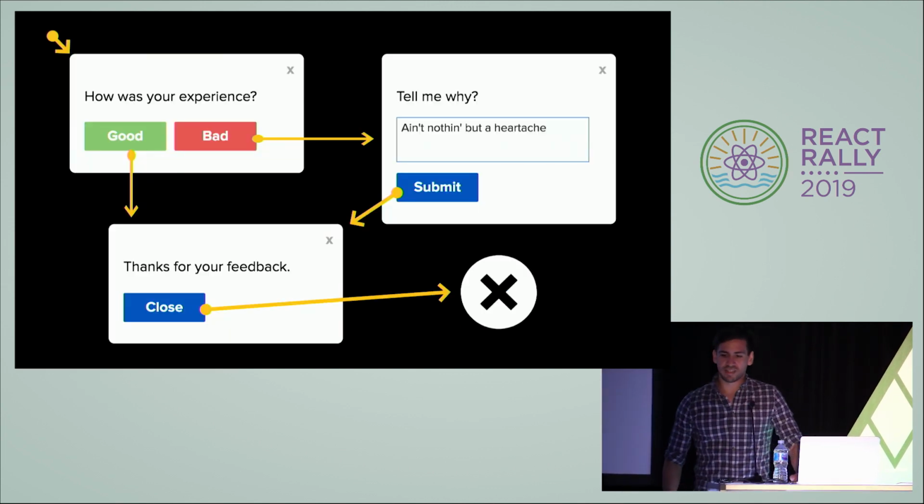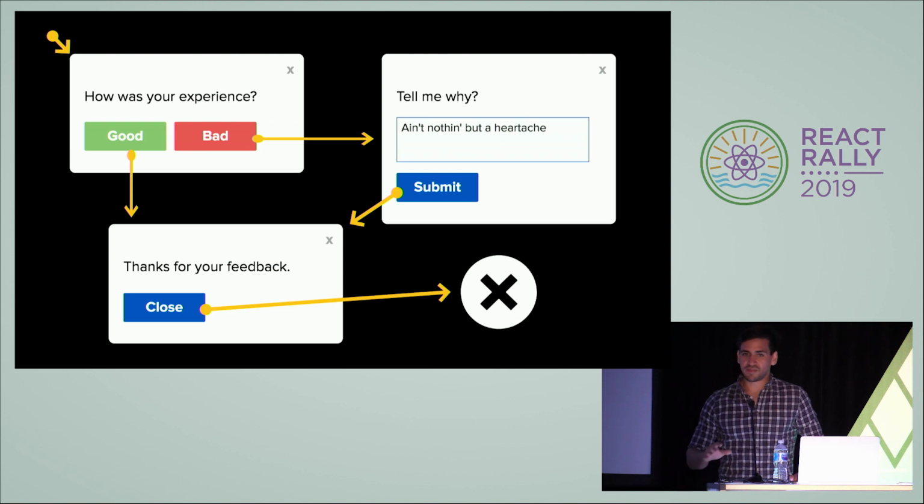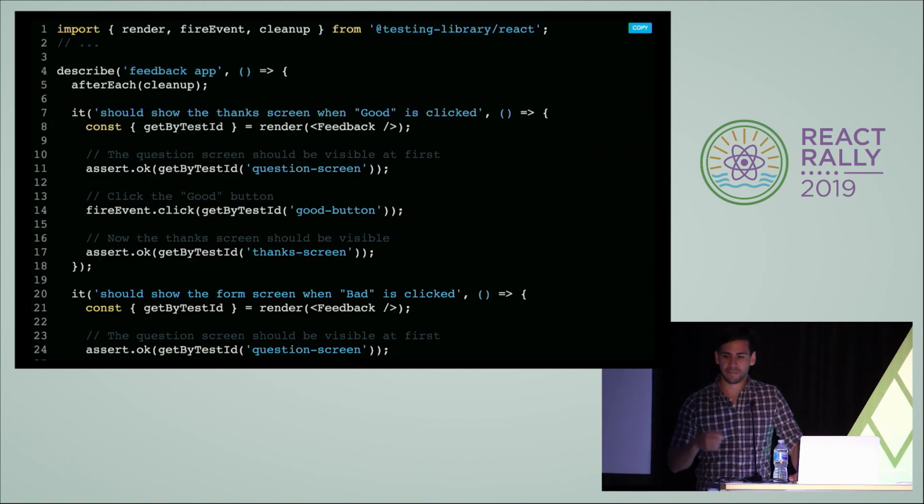So let's do a really quick example over here. Let's say that I have this very simple feedback app where if you click good, it goes to thanks for your feedback. If you click bad, it goes to this form where you have to enter why your experience was bad, and then when you click submit, it goes back to that thanks for your feedback screen.